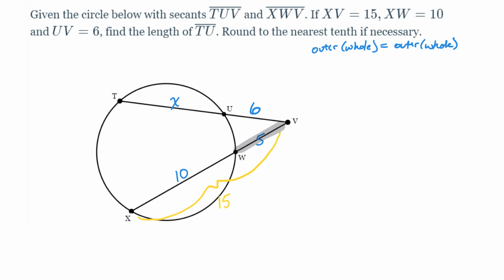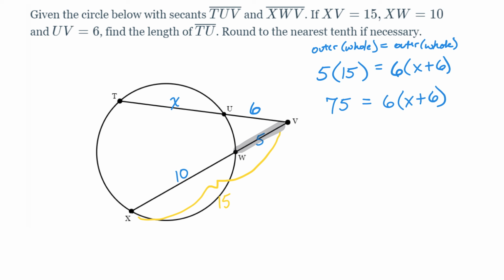Well, the outer segment on the XY line is 5, and the whole segment is 15. On the other side, the outer segment is 6, and the whole segment is x plus 6. So I personally like to come in here and see what my left side is going to be. 5 times 15 is 75. So at this point, we end up with 6 times x plus 6.